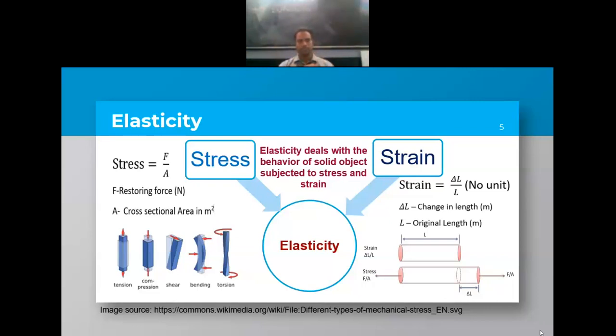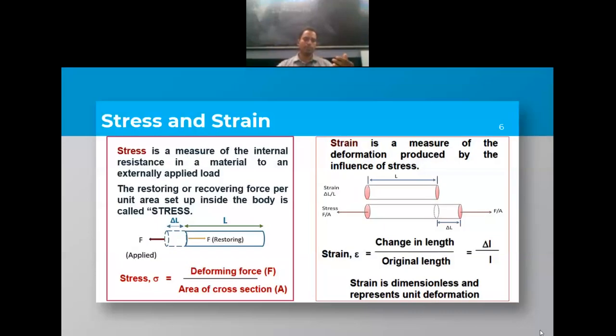How much stress is applied and how much it is getting elongated, or how much the dimension is actually changing. The ratio of stress to strain is called elasticity. Stress is nothing but the restoring force per unit area. When you apply a force, the object tries to restore, it will exert an equal force, trying to restore to its original size and shape.